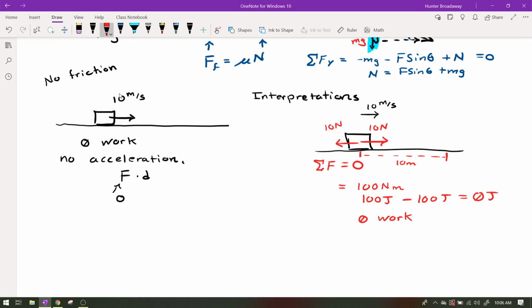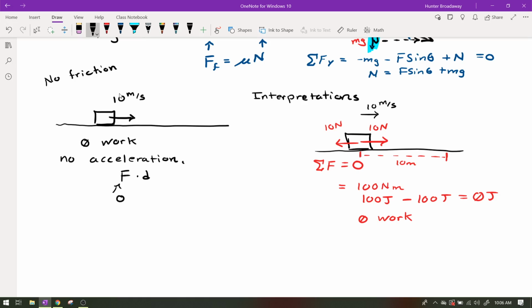100 joules minus 100 joules equals 0 joules. So this is a case where you can get no work or 0 work being done, even though there are actually forces acting in that situation. Okay, the 90-degree rule also still applies as well.